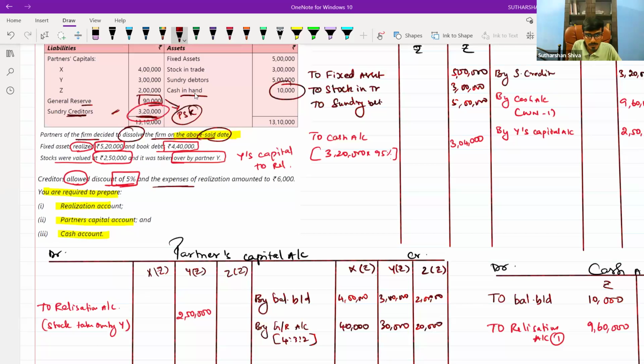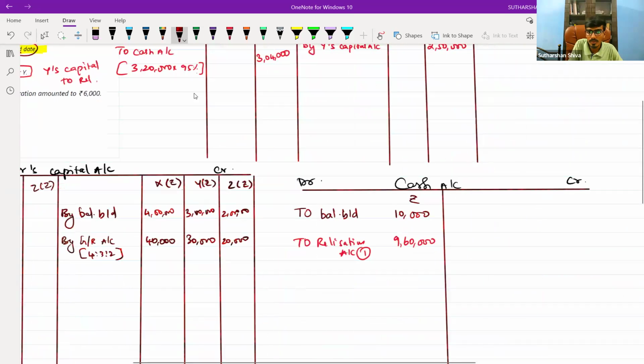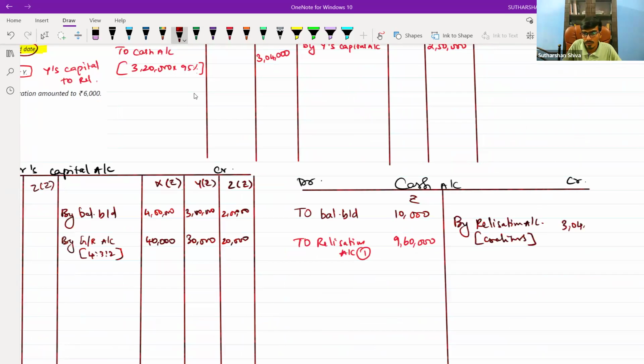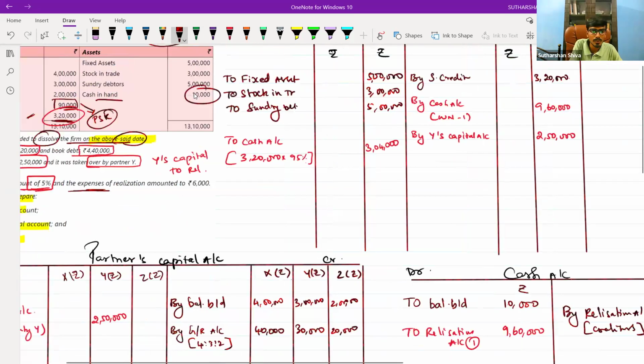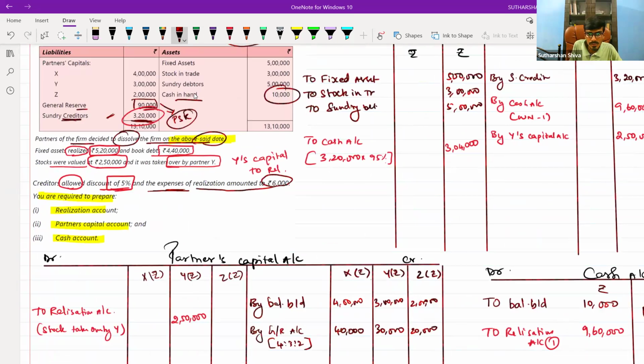Okay, correct me if I am doing anything wrong. Then immediately go to cash account and write down by realization. In brackets, you will write down creditors. You will put the value 3,04,000. Okay, immediately what you need to do, you will do realization expenses amounting to 6,000.